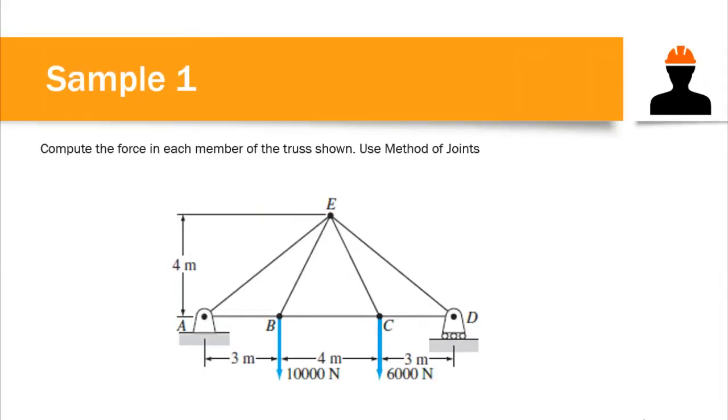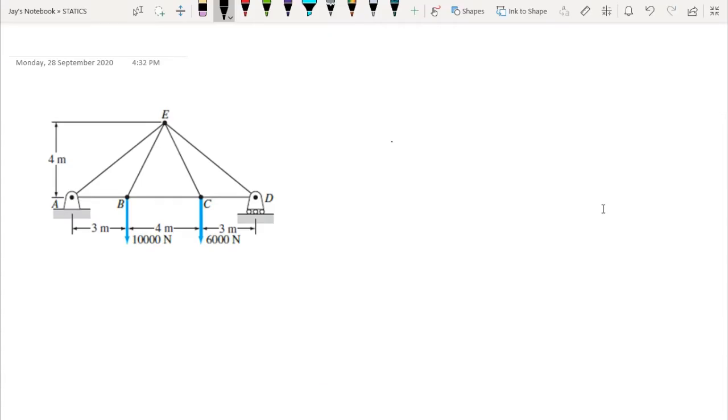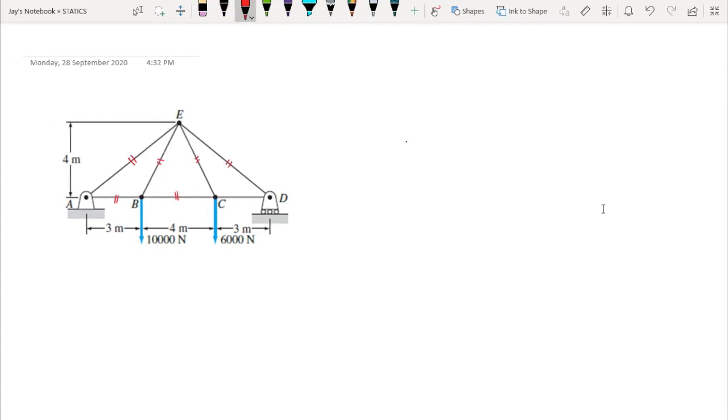Example number one. Now we are asked to compute the force in each member of the truss shown. Use the method of joints. We are asked to use the joint method to compute the forces on each member of our truss system. And we also have loads. We have 10,000 newton and 6,000 newton, which are acting at joint B and joint C respectively. So these loads here cause reactions on each member of our truss.